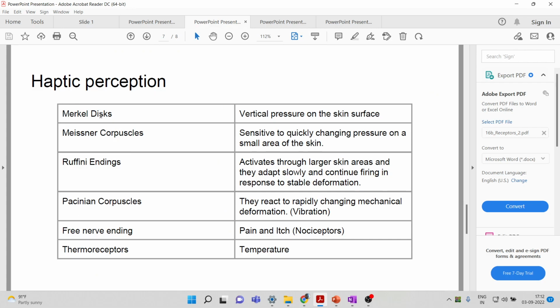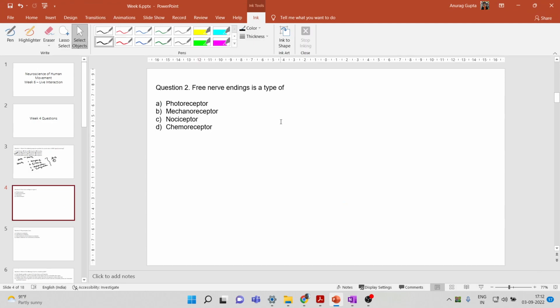Right. So we'll just look here. Here free nerve ending is associated with pain and itch. So this is a nociceptor, and so the answer is free nerve ending. So let's go back and see what the options are. So the correct option is C. These are not the options. Correct option is C. Answer is C. Nociceptor.